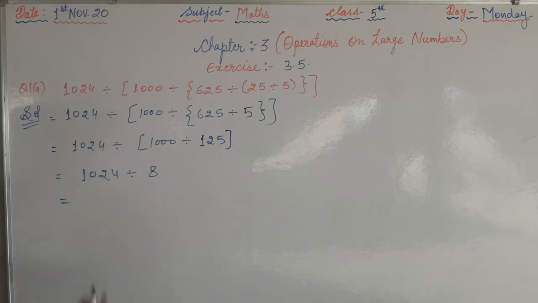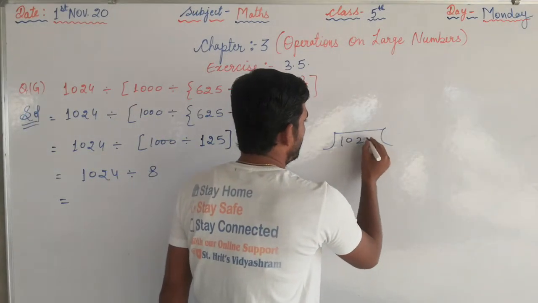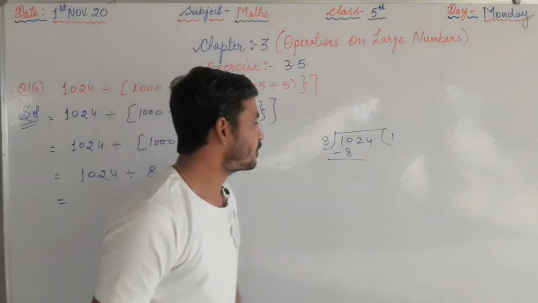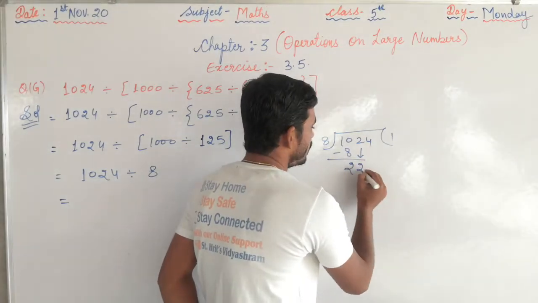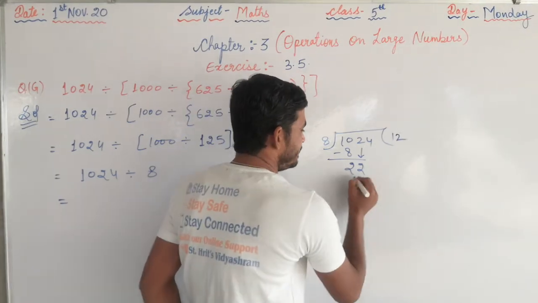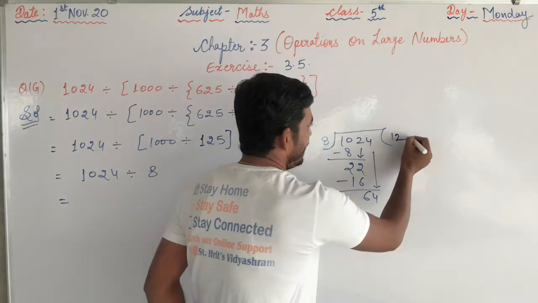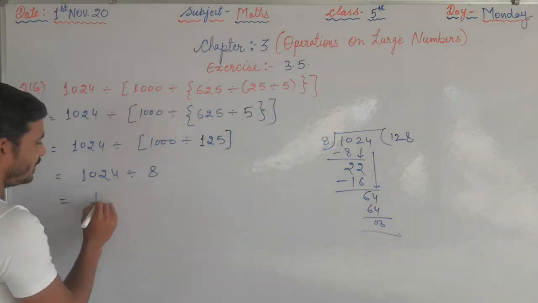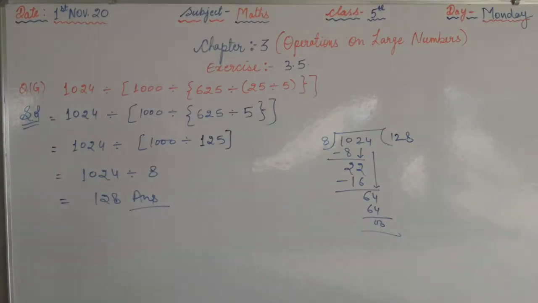Now 1024 divided by 8. 8 ones are 8. Now here you have to subtract 8 from 10. What's the result? That is 2. Here note down the next digit, it is 22, 8 twos are 16. What's the result? 6. And here it is 4. 8 times 64. What's the result? That is 128 is the answer. Like this you have to solve.